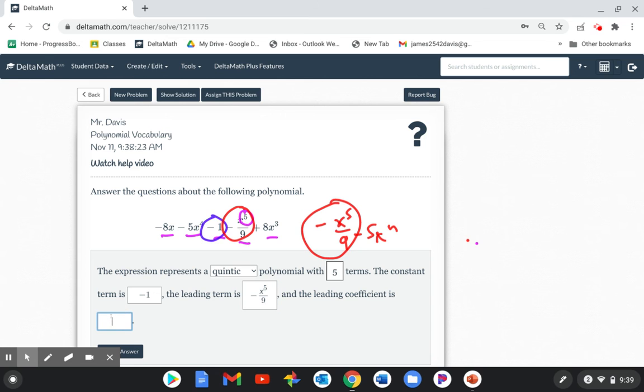And last but not least, the leading coefficient. Maybe a little bit challenging. You actually kind of need to think of this a little bit differently. This thing is equivalent to negative 1/9 times x to the fifth. That would probably actually be a more common way of seeing that. But essentially there's a 1 in front of here, and we're just pulling the constant out in front. So that would make it negative 1/9 as the leading coefficient.